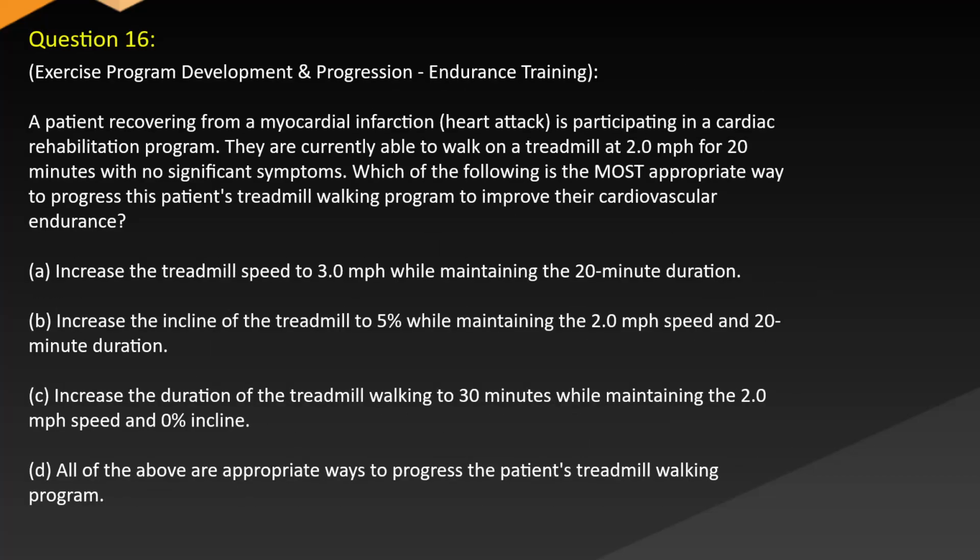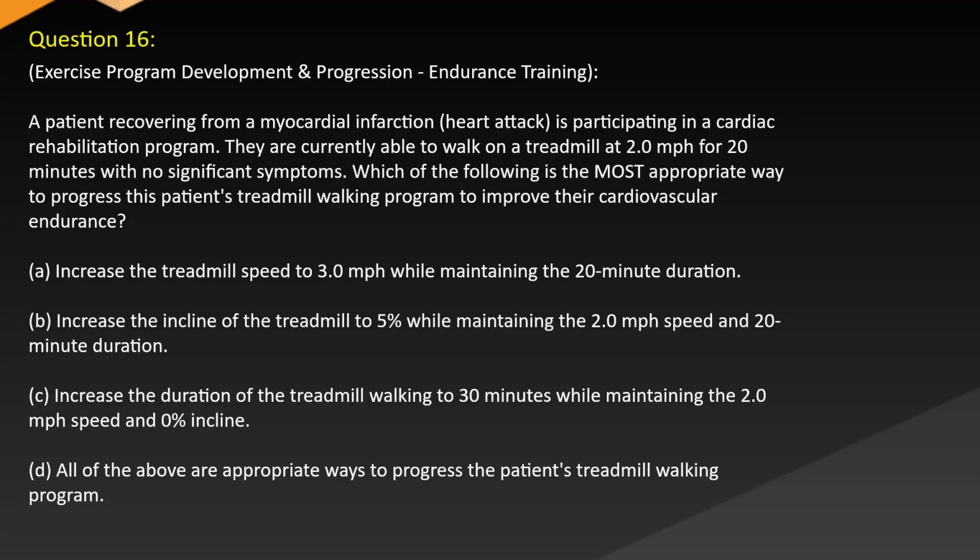Question 16. Exercise program development and progression. Endurance training. A patient recovering from a myocardial infarction, heart attack, is participating in a cardiac rehabilitation program. They are currently able to walk on a treadmill at 2 miles per hour for 20 minutes with no significant symptoms. Which of the following is the most appropriate way to progress this patient's treadmill walking program to improve cardiovascular endurance?